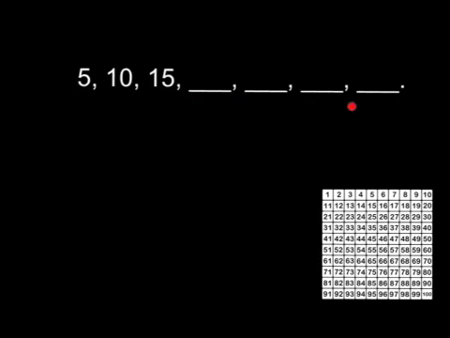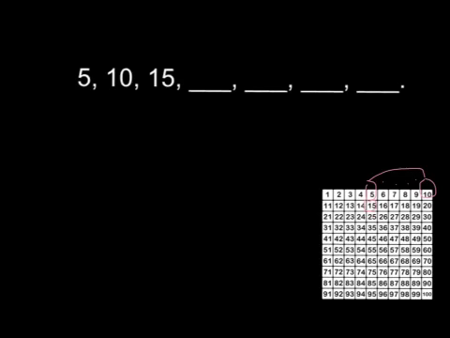Okay, here's another sequence. Again, I'm going to figure out what the rule is for this sequence before I finish filling in those missing numbers. Okay, so it's starting on 5, and then the next number is 10. Oh, it's skipped 1, 2, 3, 4 and landed on the 5th one. Okay, and then the next one is 15. It skipped 1, 2, 3, 4 and landed on the 5th one. That gives me the clue that this is skip counting in fives.